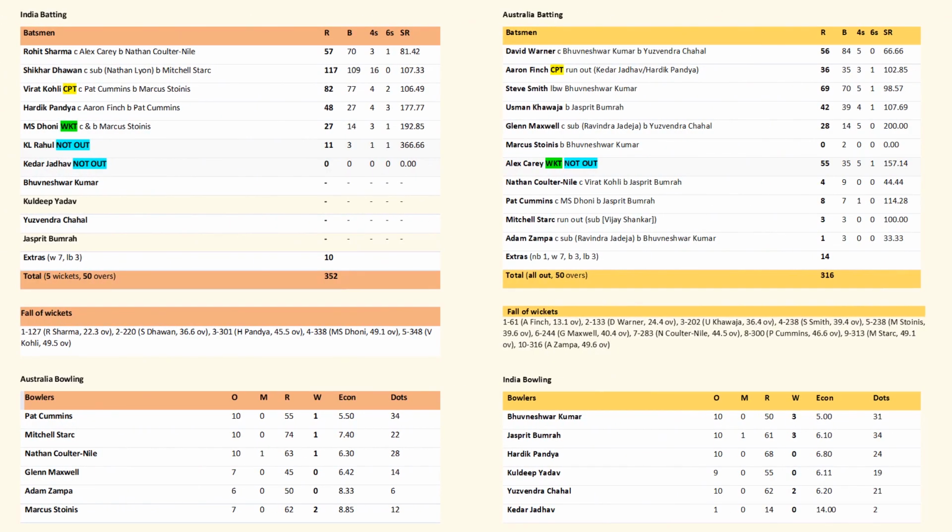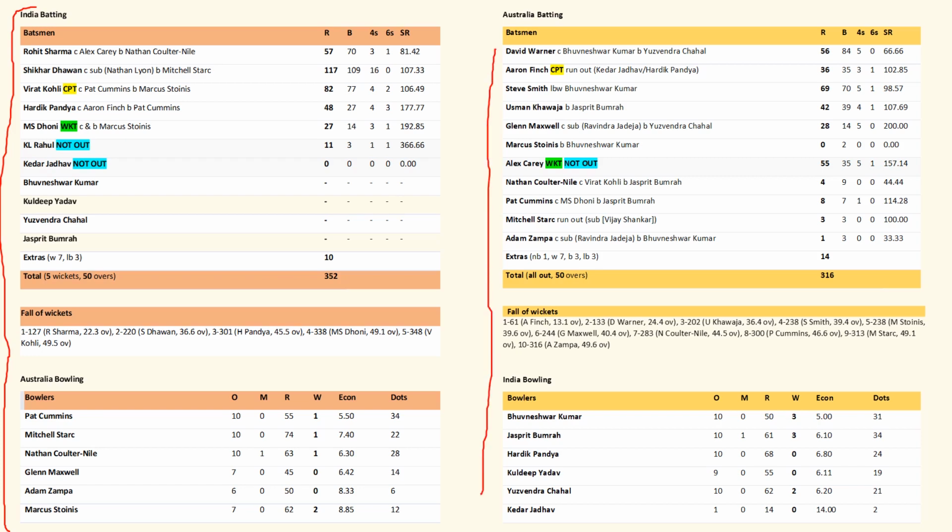Let's now have a look at the typical scoreboard of a cricket match. This scoreboard is from the ICC World Cup 2019 match number 14, played on Sunday 9th June at the Oval, London, England, and India scored 352 runs and Australia scored 316. Since India had more runs, India won. The scoreboard is divided into 2 halves. The first half is for the first inning and the second half is for the second inning.